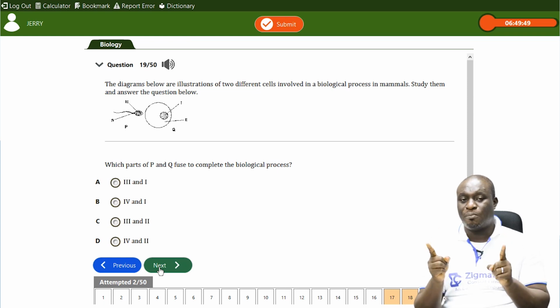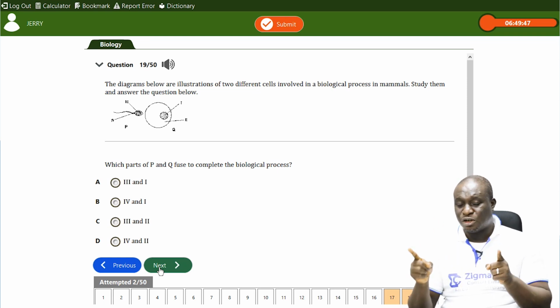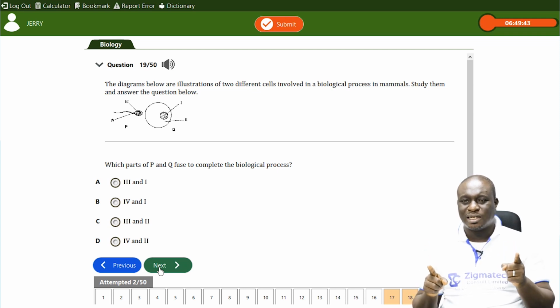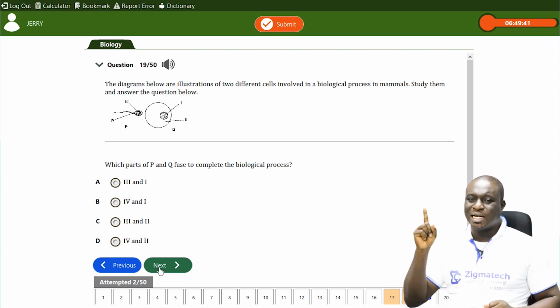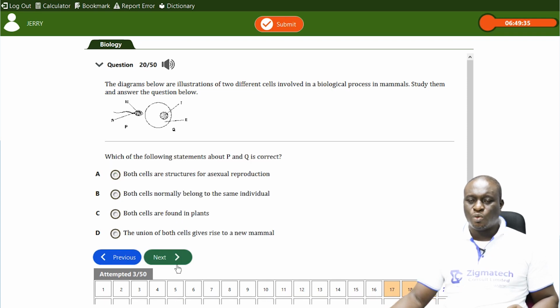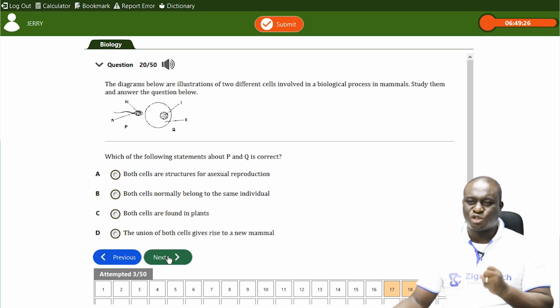Like I said, to complete fertilization, which is a biological process, it has to do with the nucleus. So the correct answer is 3 and 1. Roman figure 3 and 1, and that is A. So we have question 20. Which of the following statements about P and Q is correct? Still on sexual reproduction.